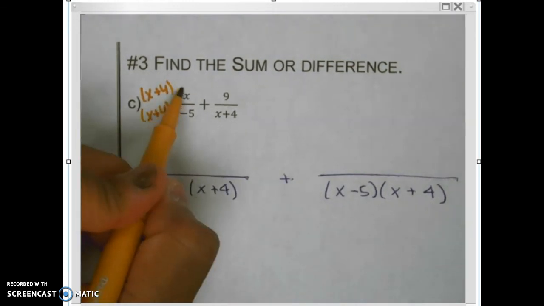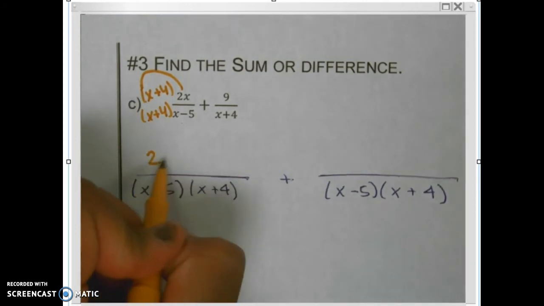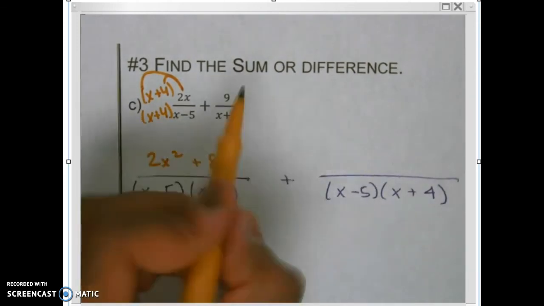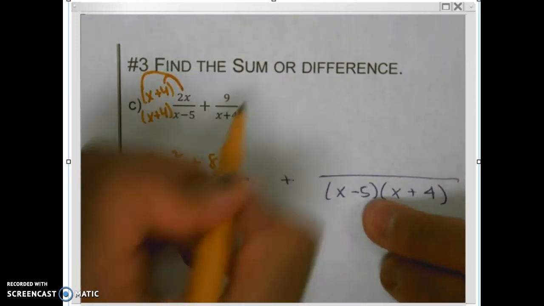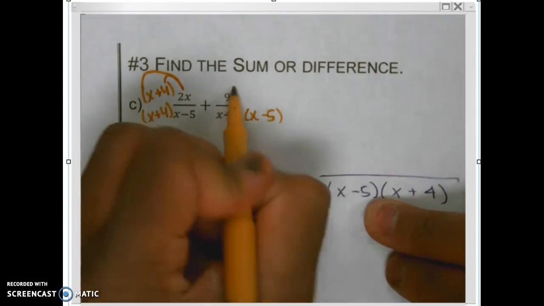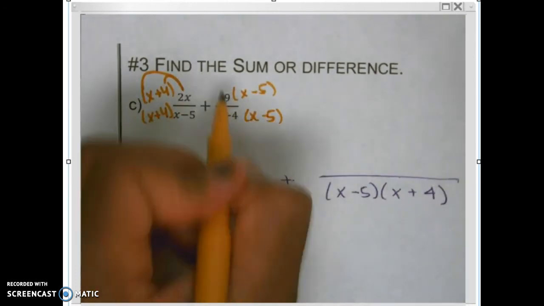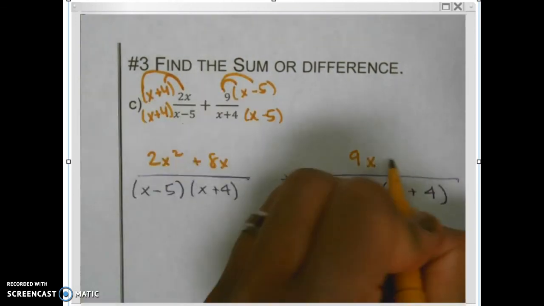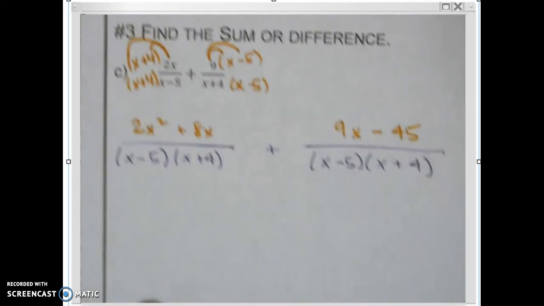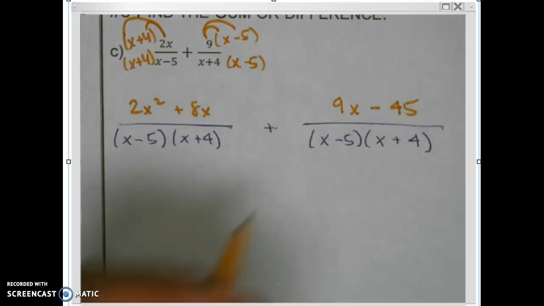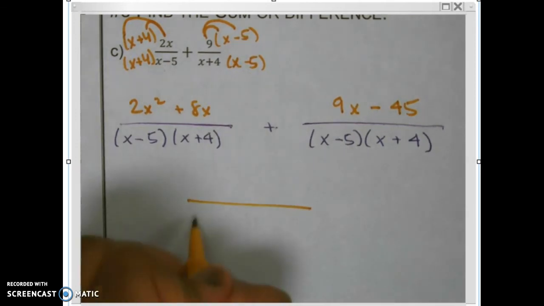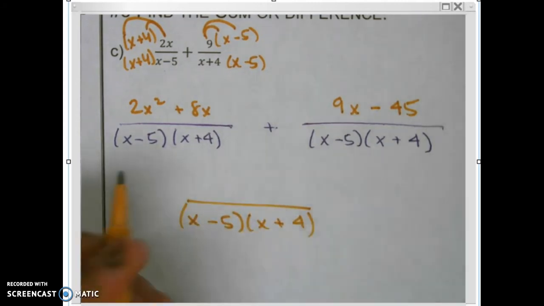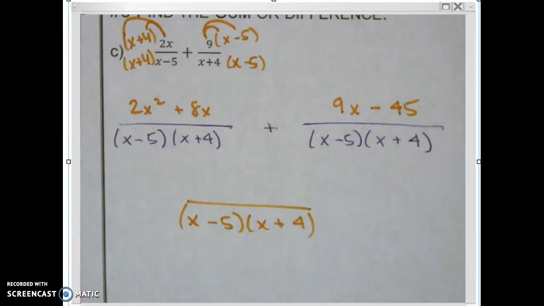And let's distribute. 2x times x is 2x squared. 2x times 4 is 8x. And then for this one, I went from x plus 4 and I added an x minus 5. And I get, distributing, 9 times x, 9x. 9 times negative 5, negative 45. Let's keep going. Denominator is great, just the way that it is.